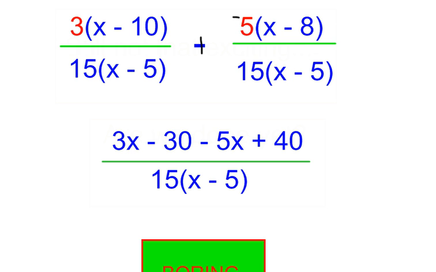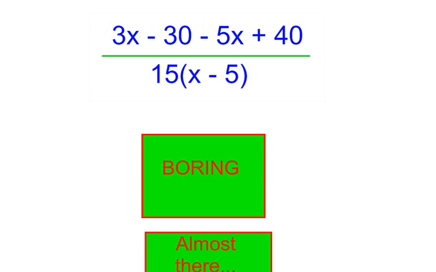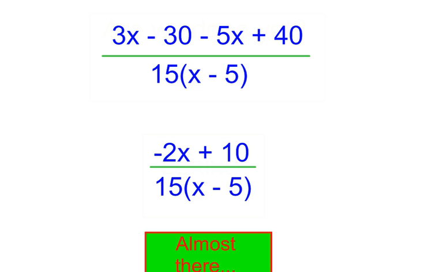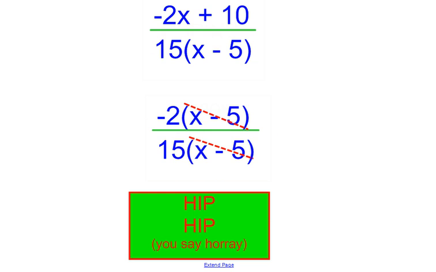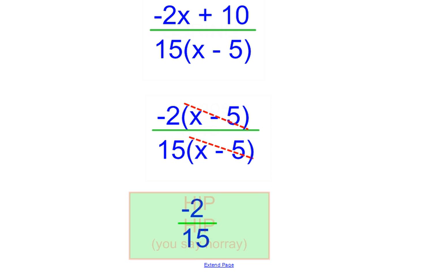So you can see those like terms now are going to need to be added in my numerator. So as I do that, I would get negative 2x plus 10. And again, my denominator stays the same all the way through. Then I would try to reduce that negative 2x plus 10, which I did by taking out a negative 2. And then those x minus 5's cancel, so my final answer is negative 2/15.